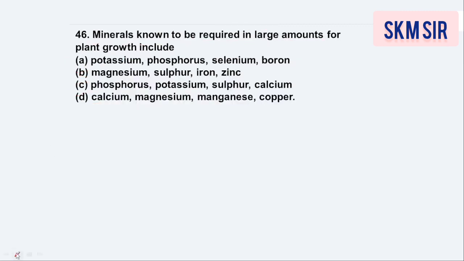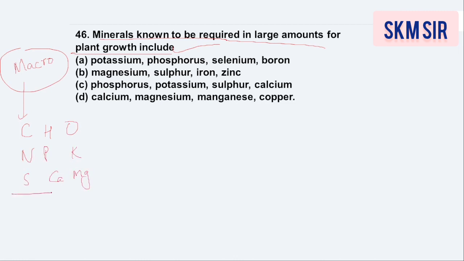Next question, 46. Mineral known to be required in large amount for plant growth includes, meaning you have to choose the category of macronutrients, and macronutrients have the elements like C, H, O, N, P, K, and calcium, sulfur, and magnesium. So these are the 9 elements that come under the category of macronutrients. So please choose the options.